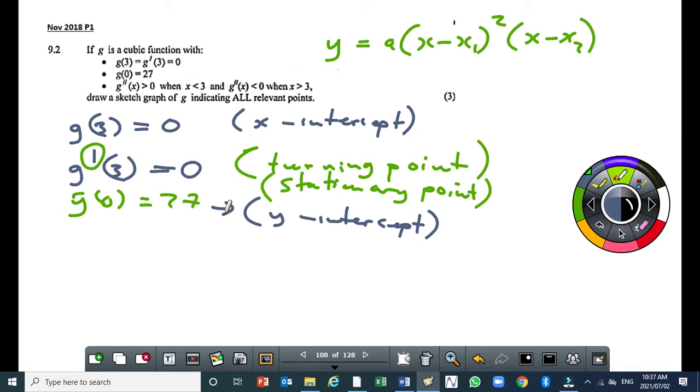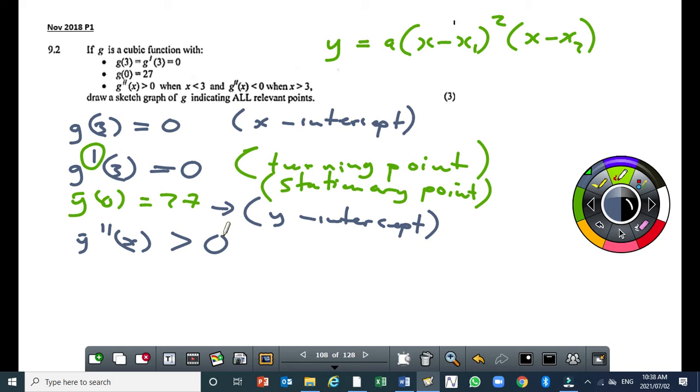All right. So g(0) equal to 27, that's the y-intercept. Which means we know that the graph is going to pass through a point where x is 0 and y is 27. Then point number 3 says g double prime of x is greater than 0. What does that mean? It's concave up.